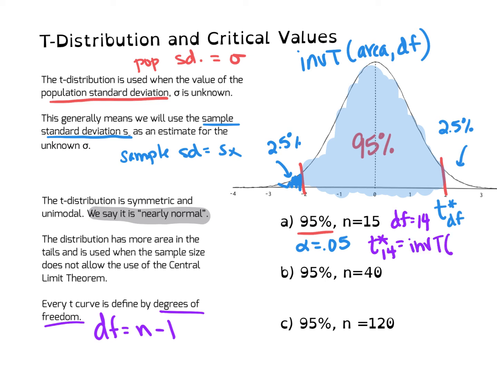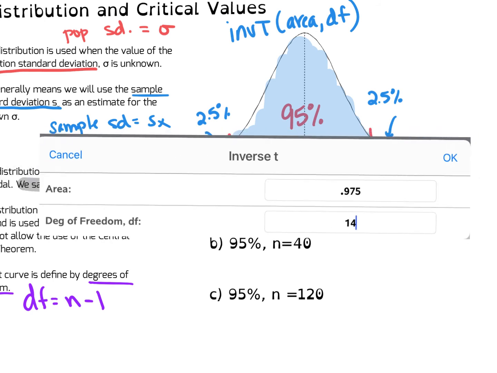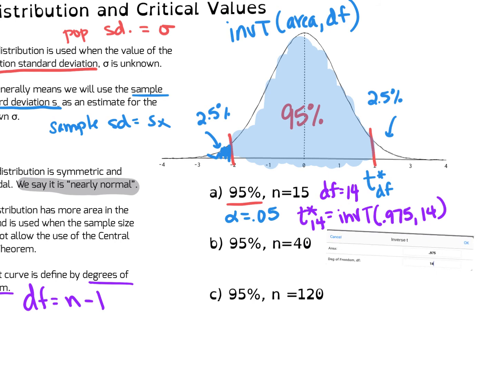t, which in your calculator is going to be menu 656. And we're going to type in this area, which is 0.975, and our degrees of freedom, which are 14. It will look something like this when you type it in. So here's what we're going to type in for that particular area. And when you do that, I get a value of 2.145.